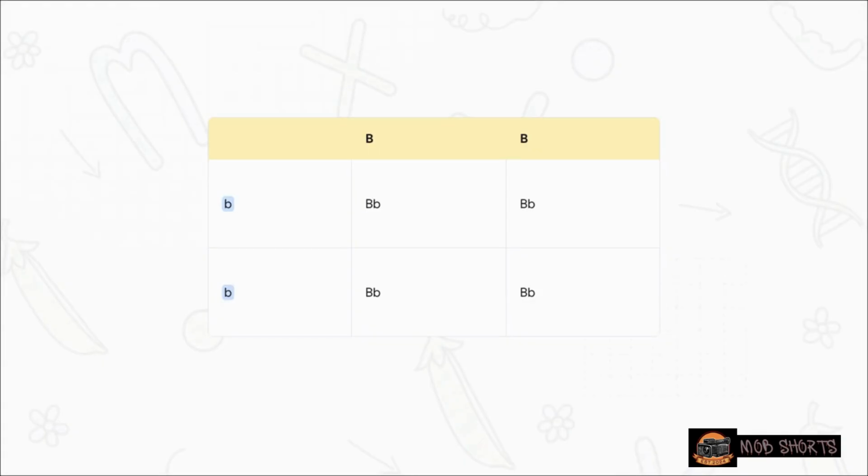Next up, we need our Punnett square. So let's think about the gametes first. The black parent is big B, big B. That means it can only pass on a big B allele.